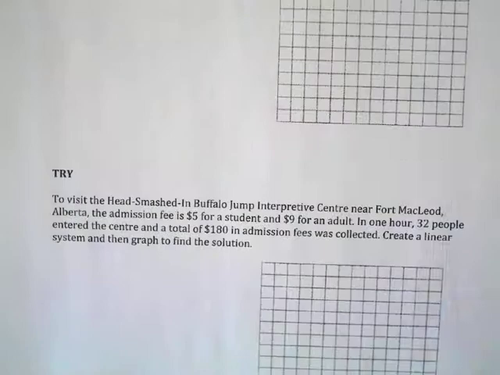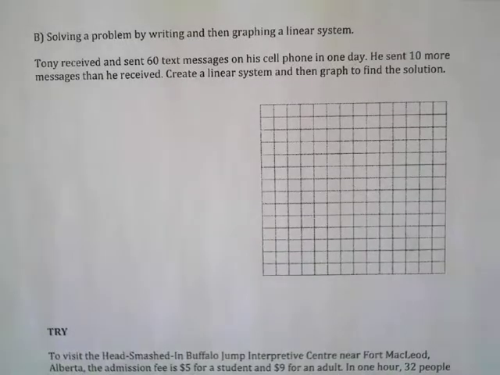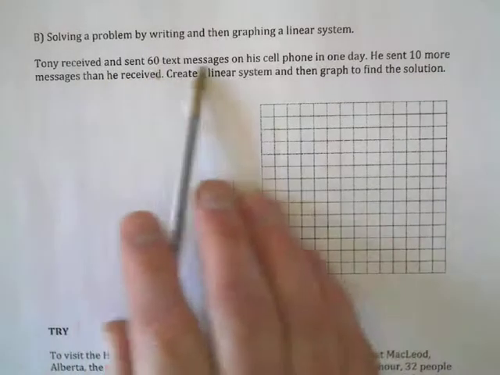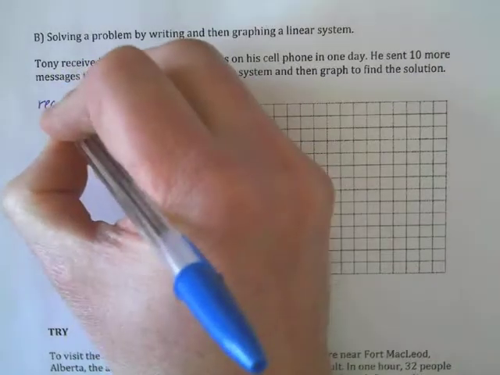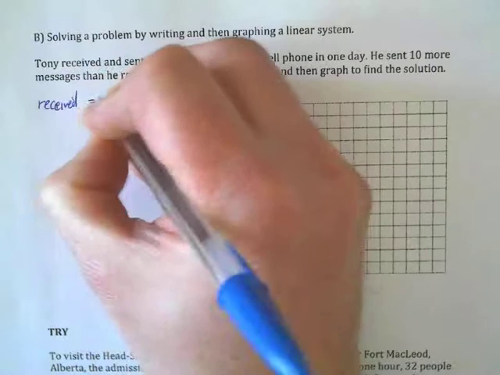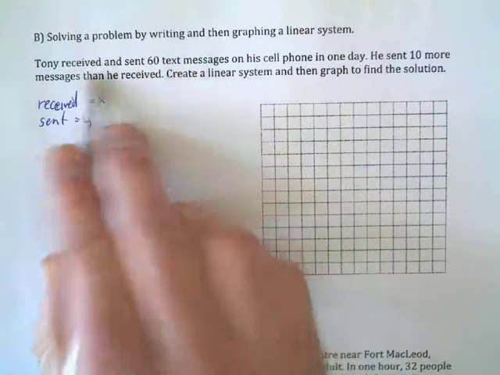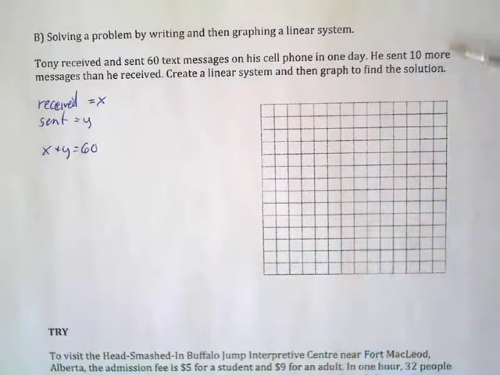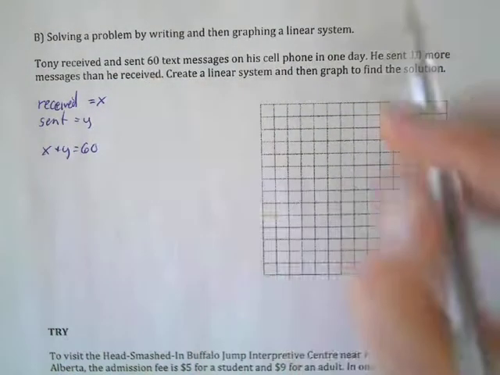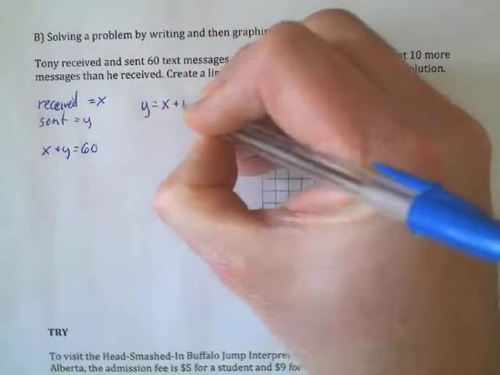Next equation, we're going to create a linear system, and then we're going to solve it. So 20 receives and sent 60 messages on the cell phone in one day. So received is going to be equal to x, and sent is going to be equal to y. So he sent 60 and received 60, so x plus y is equal to 60. He sent 10 more messages than he received, so y is equal to x plus 10.